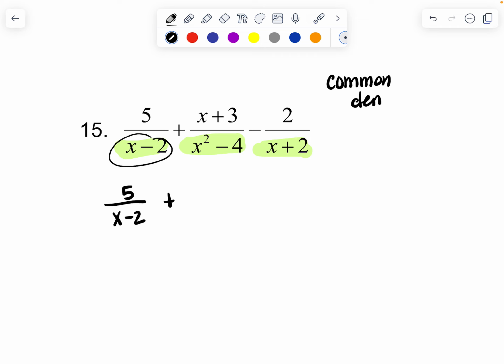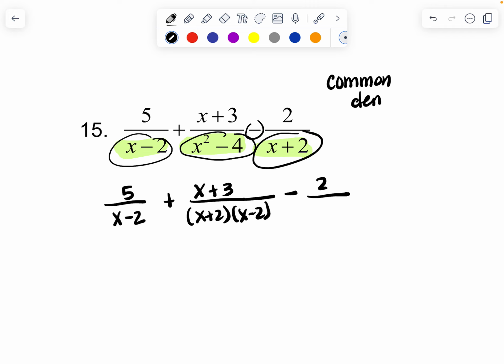Then plus. Does x squared minus 4 factor? That one actually does. It factors to x plus 2 times x minus 2. It's a difference of 2 squares. And then I have a minus sign right here, minus 2 over. Does x plus 2 factor? No, it does not. Okay, so step 1 is to factor all of your denominators.